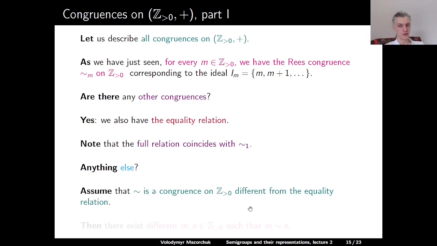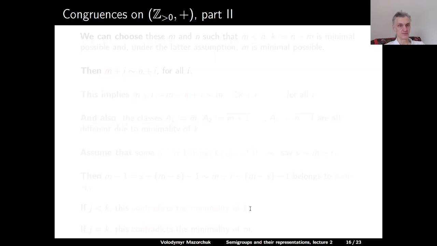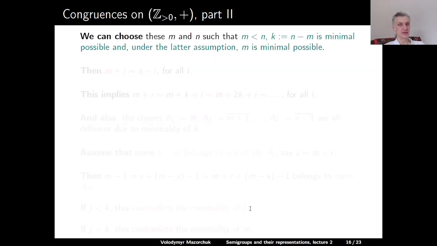So assume that tilde is a congruence on this additive semigroup of all positive integers and that it is different from the equality relation. Then there should exist two different m and n such that they are congruent, such that m tilde n. So we can choose m and n such that m is smaller than n, the difference between n and m is minimal possible, and under this assumption m is minimal possible. Then, of course, m plus i is congruent to n plus i for all i. That's from the definition of the congruence.